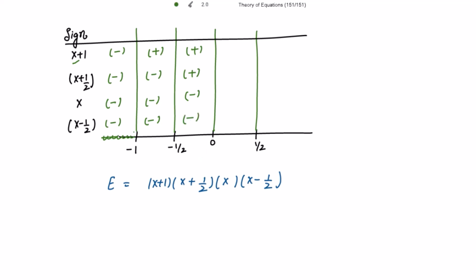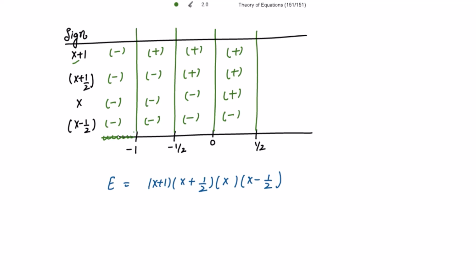Getting the sign of the factors for the values lying in this interval, x greater than 0 and less than 1/2. For this, x plus 1 is getting the sign positive. X plus 1/2 is also positive. X itself is positive in this interval and x minus 1/2 is getting the sign negative, because we have to take the values of x less than 1/2.